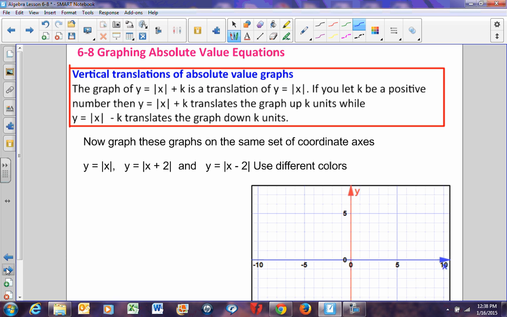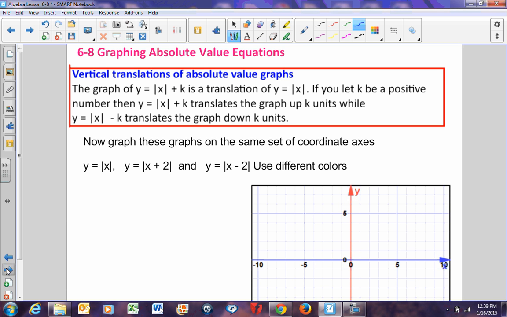The vertical translation of an absolute value graph, that means the up and down translation of an absolute value graph. If the graph of y equals the absolute value of x plus k is a translation of the parent function y equals the absolute value of x, and you let k be a positive number, then y equals the absolute value of x plus k translates the graph up k number of units, while y equals the absolute value of x minus k translates the graph down k number of units.